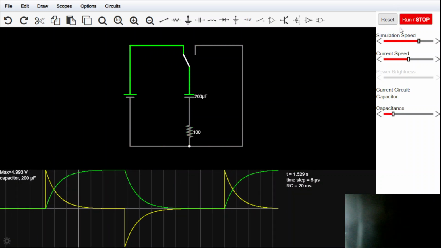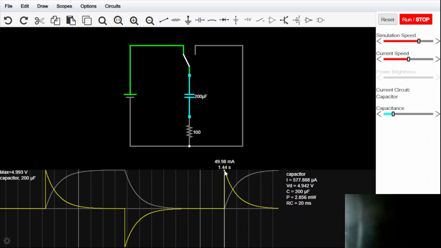That spike of current happens because there is a surge of electrons rushing through the capacitor. When the capacitor is fully discharged, the capacitor is empty, it acts as a short circuit, meaning that the current flowing through the capacitor is maximum current. And the yellow line is the current.